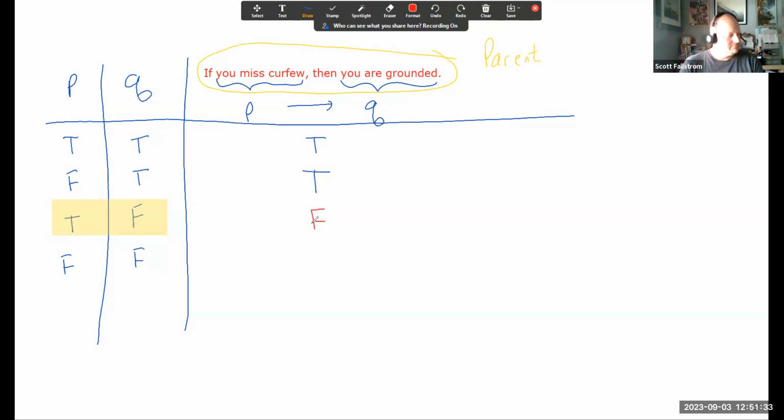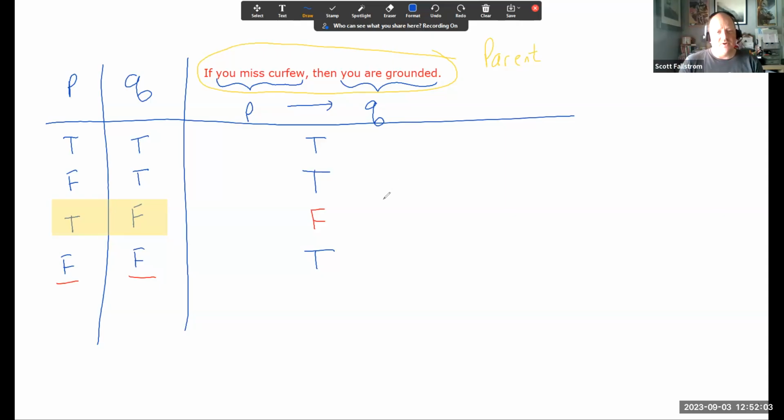Okay. And the last one. Did you miss curfew? No. Did you get grounded? No. Then their statement is not a lie. Basically, the statement just didn't apply to you at all. None of that did. So we can't go back and say that the statement up top was a lie. It is not a lie. So if it's not a lie, then it's true. Remember, a statement is either true or false, but not both.